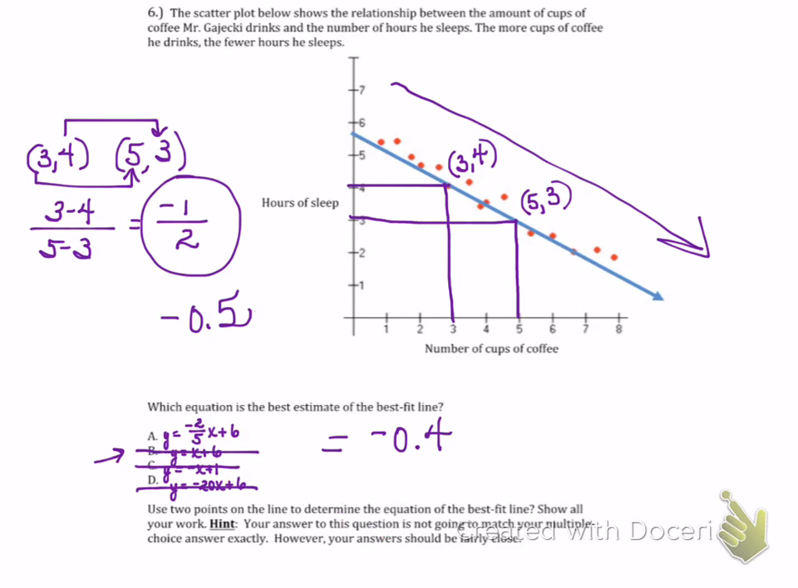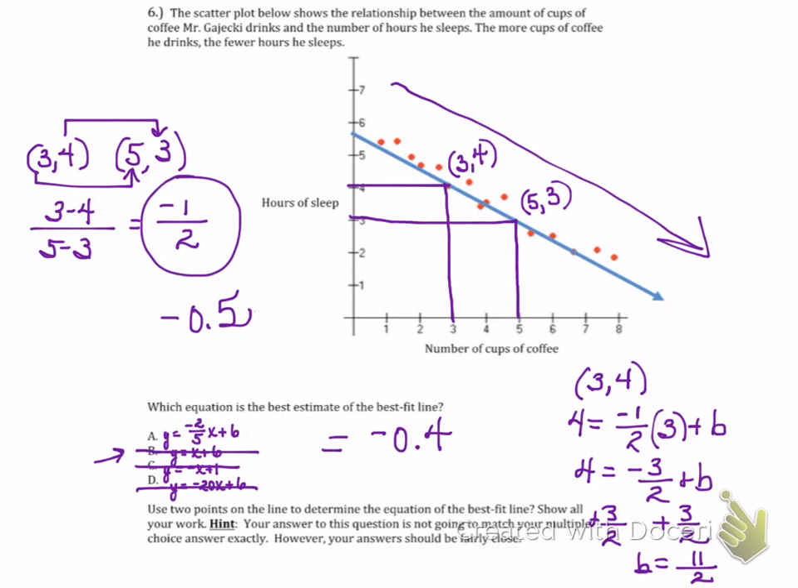Now, I didn't ask you to go ahead and find the y-intercept, but you should feel comfortable doing that using an ordered pair and the slope to find b. So go ahead and find b. Whether you use the ordered pair 3, 4 like I did, or the ordered pair 5, 3, you're going to plug that in for x and y and solve for b. I found b to be 11 halves or 5.5, which, if you look at your choice A, which we think is the answer, 5.5 is very close to 6. So we're going to select A as our correct answer.